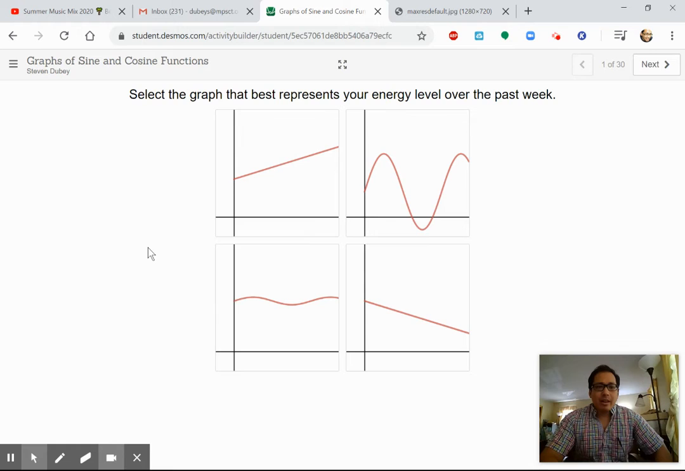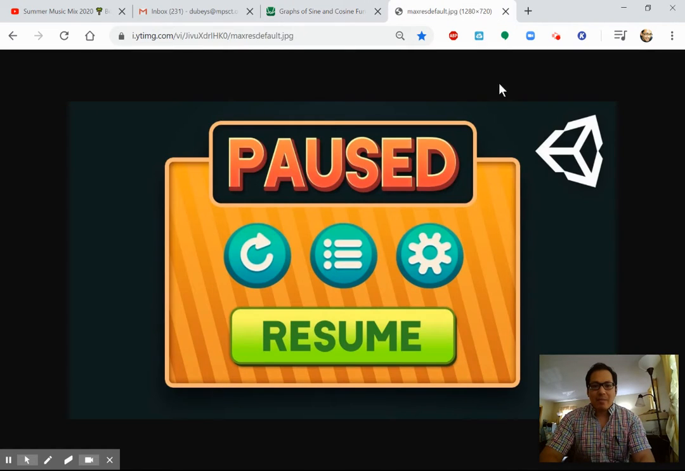So let's see. First screen I've got here is: select the graph that best represents your energy level over the past week. Well, this depends. It's going to be based on what you think. So pick one of these graphs, and then there'll be a prompt that says, why did you pick that one? Explain why. So go ahead, do that. First pause of the video. Go ahead and try it yourself.